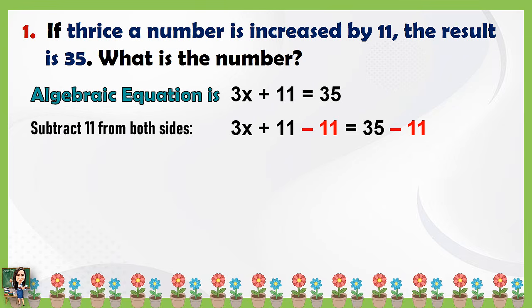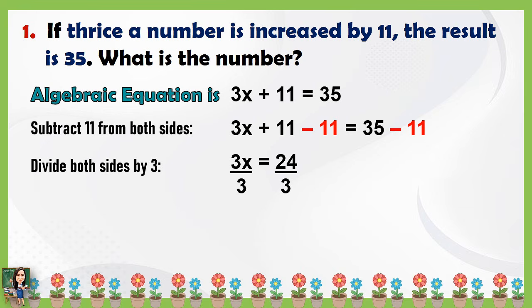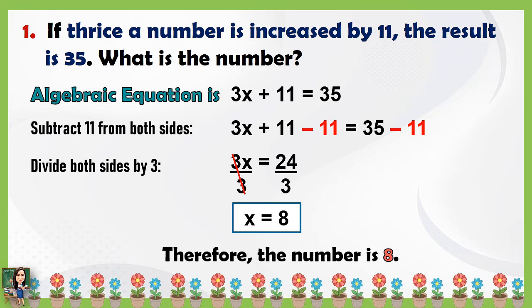The remaining is 3x. 35 minus 11 equals 24. So that is 3x equals 24. Then divide both sides by 3. Cancel 3 over 3. The remaining is x. Then 24 divided by 3 equals 8. The answer is x equals 8. Therefore, the number is 8.